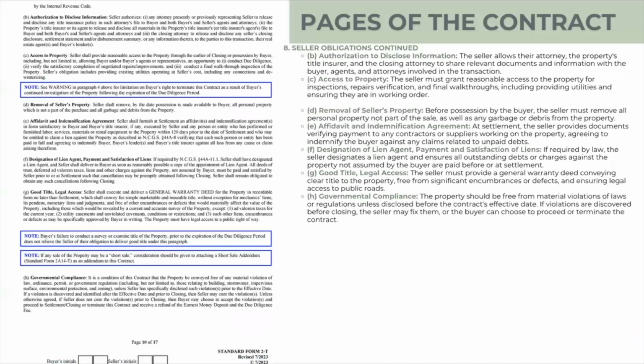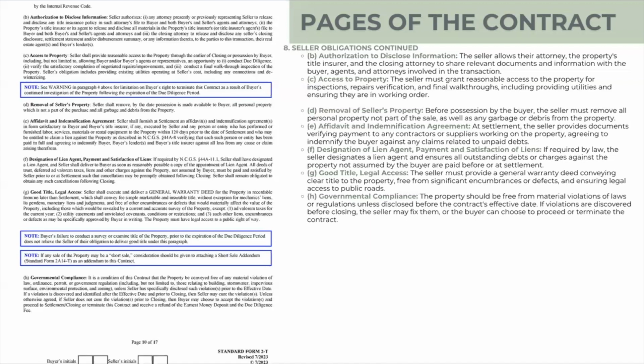Authorization to disclose information. The seller allows their attorney, the property's title insurer, and the closing attorney to share relevant documents and information with the buyer, agents, and attorneys involved in the transaction. And access to the property. The seller must grant reasonable access to the property for inspections, repairs, verification, and final walkthroughs, including providing utilities and ensuring they are in working order.